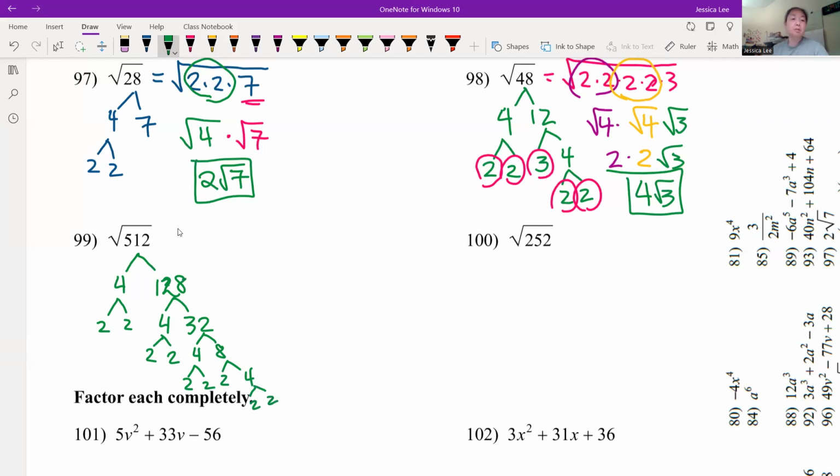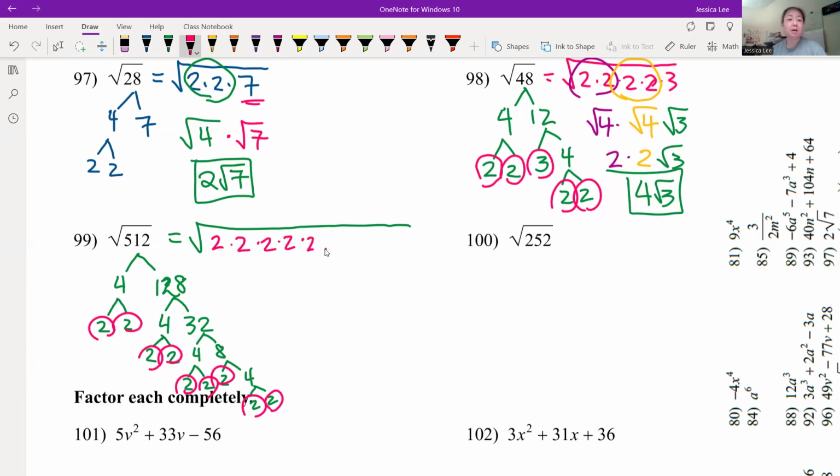All right. How many 2's do we have? We have a whole bunch of 2's going on. Let's see here. 1, 2, 3, 4, 5, 6, 7, 8, 9. I wrote down 9.